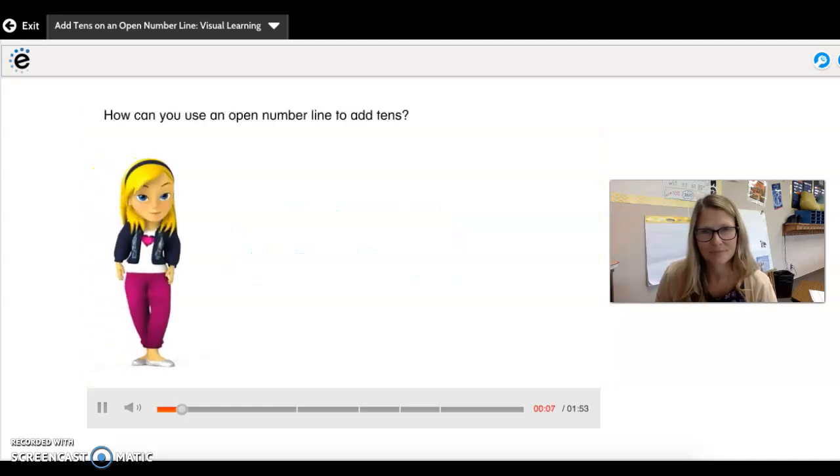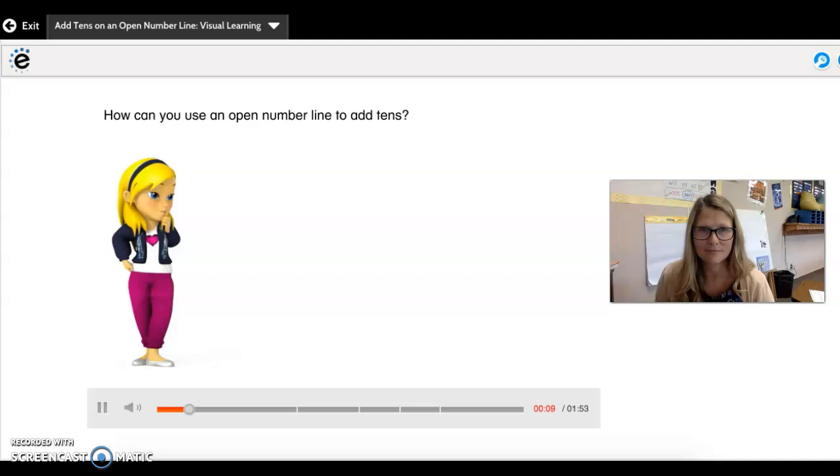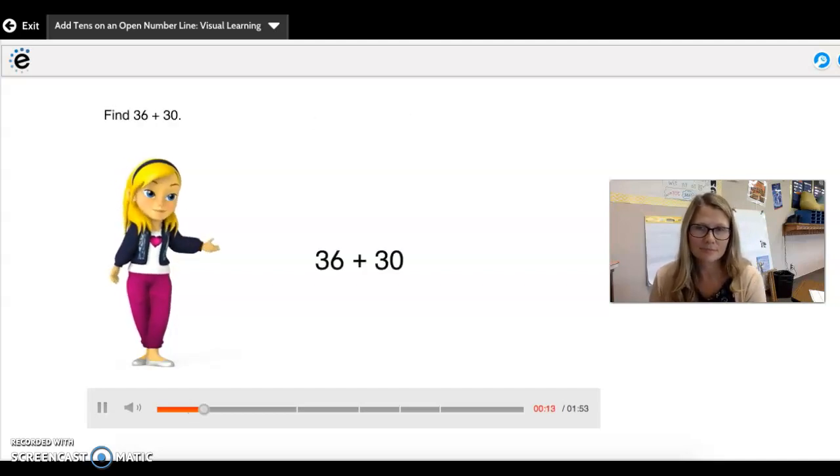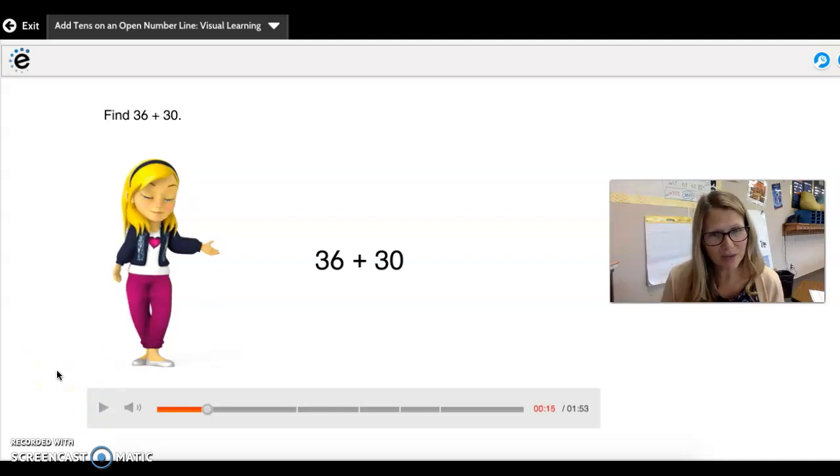How can you use an open number line to add tens? Find 36 plus 30. Remember, yesterday we were using our hundreds chart to help us. We'd start at 36 and then we'd be able to add tens, and we could just quickly count down on those. Today we're going to be using a number line, so make sure you pay attention as they show us how to create that number line.